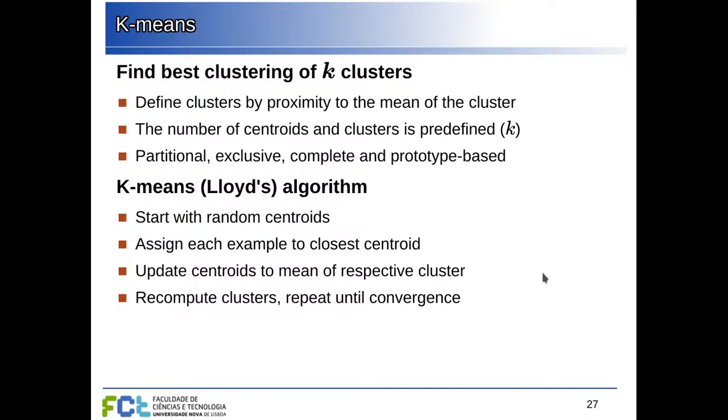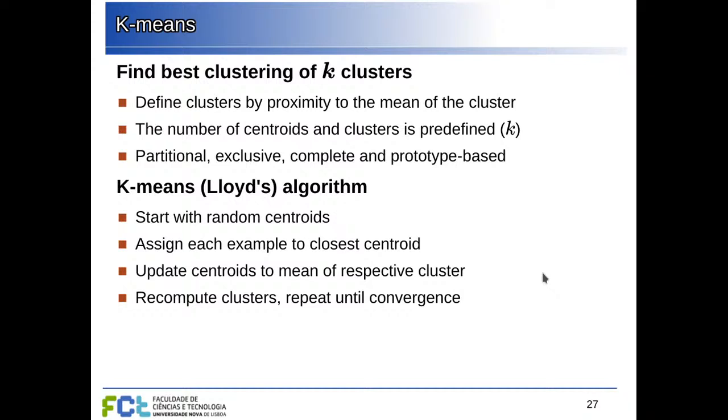So we can imagine that the mean point of a cluster is a representative of all points that belong to the cluster, and each point will belong to the cluster that has the closest mean point. So this k, the number of centroids, the number of these mean points that we are going to use, is predefined by the user. And this is a clustering that is partitional. We don't have subclusters. They are all at the same level. It's exclusive because each point will only belong to one cluster. It's complete because there are no points that are left outside the clusters. And it's based on this prototype.